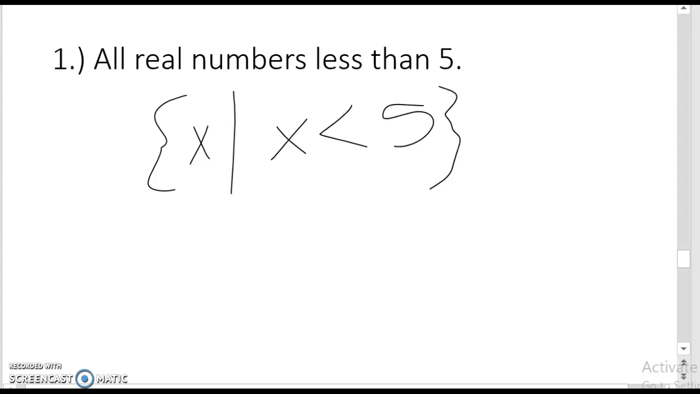So that first value there, x, represents all the numbers we want, and then that second half gives us the stipulation. We want them to be less than 5. All right, and because it's real numbers, there's not a whole lot to do with that x.